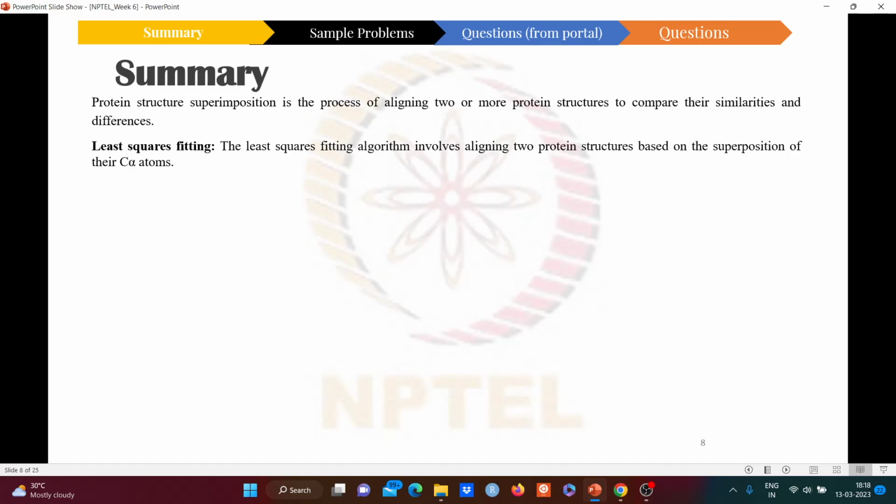This algorithm involves aligning two protein structures based on the superimposition of their C alpha atoms, the carbon atoms in the backbone. This least square fitting algorithm minimizes the root mean square deviation between the two structures by minimizing the sum of the square distances between the corresponding C alpha atoms. This algorithm is simple and fast but may not capture the full complexity of the structural differences between the two proteins. As I mentioned before, these algorithms have their own strengths and limitations.